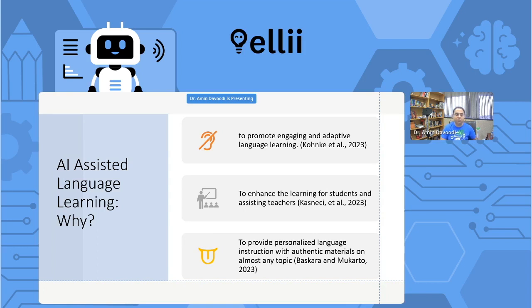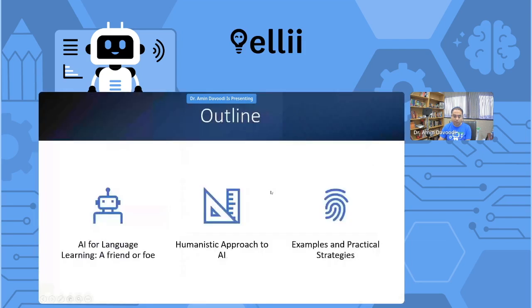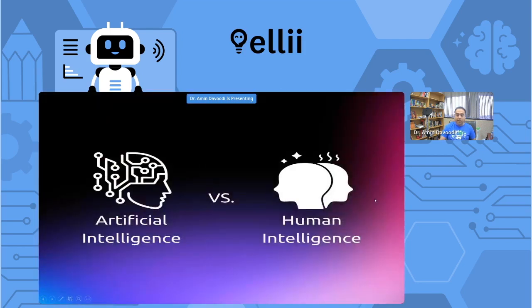So these are 3 important areas that I wanted to highlight. So next would be, okay, if I can go to the next slide. I would like to draw your attention to this image, artificial intelligence versus human intelligence.